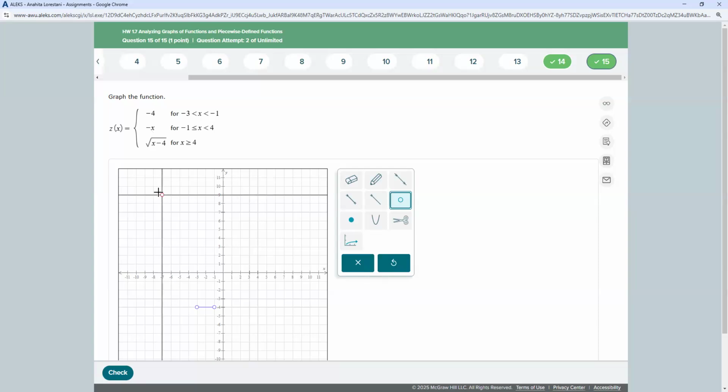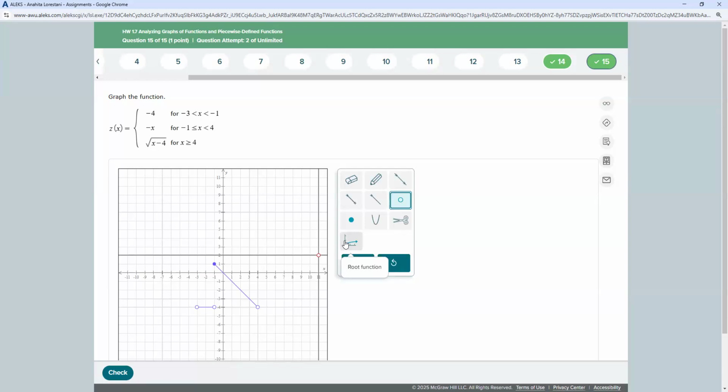So the other point is for a -4. So a line segment. When x is -1, y is 1. When x is 4, y is -4. We have to decide about the hollow or solid dot. For -1, we have solid. For +4, we have hollow.